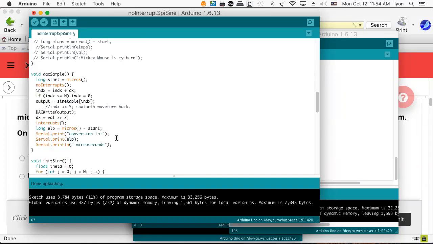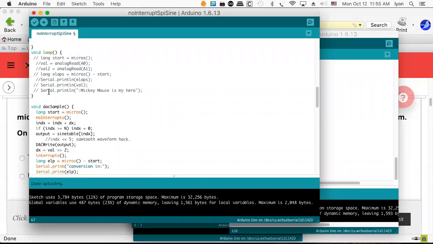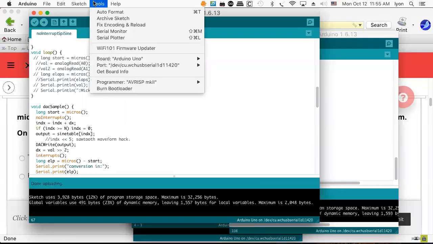And now the printing is going to occur as part of this DAC sample, but because it's outside of the interrupt screening system, we don't expect the serial print to block any of the executions. And notice the loop is completely empty here, so it's all being interrupt driven now. Now the question is, how fast is that DAC running? So let's take a look.